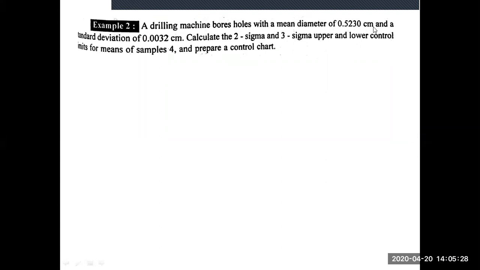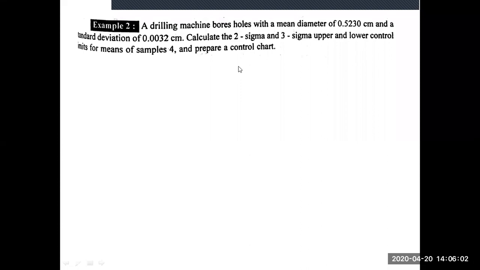A drilling machine bores holes with a mean diameter of 0.5230 centimeters. First, go through the problem and see what exactly is given; that is very important. Mean stands for x bar or mu, something like that, and a standard deviation of so and so. This is not a sample; there is no word about a sample. Calculate the 2 sigma and 3 sigma upper and lower control limits for means of samples of 4, and prepare a control chart.